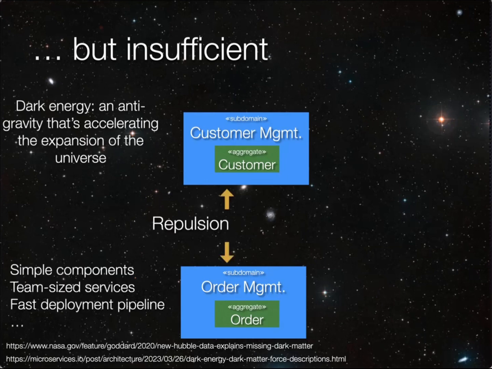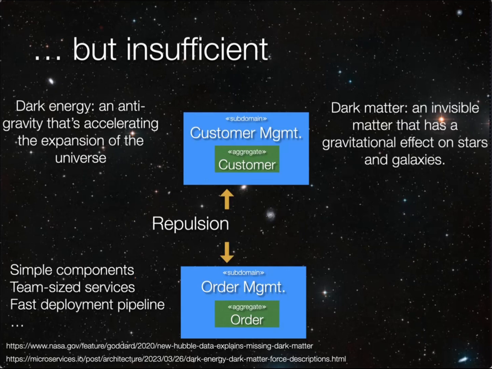And that's a metaphor for the repulsive forces that encourage you to put subdomains inside different services. So you can think of it as pushing subdomains apart, just like dark energy is pushing the matter of the universe apart. Simple services and fast deployment pipeline and so on. And I'll talk about each one of those in a minute. But then conversely, you have these attractive forces that are resisting decomposition, encouraging you to use a monolith.